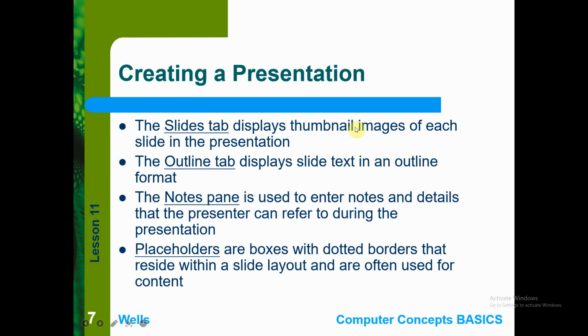So for the slides tab, the display is in thumbnails. We usually see it in the lower left option, beside the status line area of our window in PowerPoint. So it shows a thumbnail for each slide of the presentation. Beside it is the outline tab, which is the slide text version in an outline format.